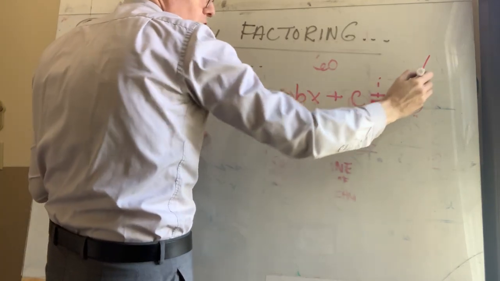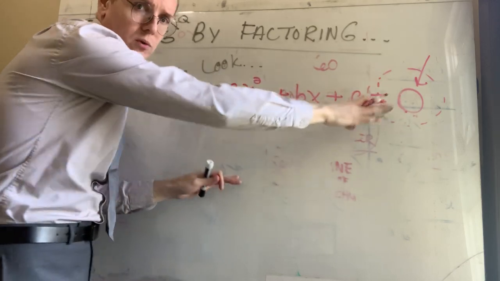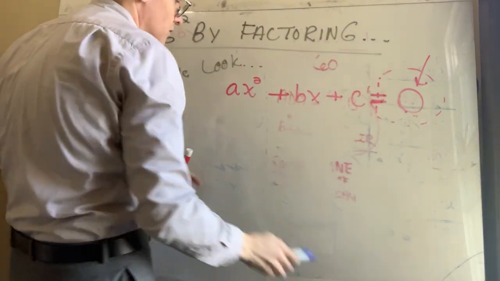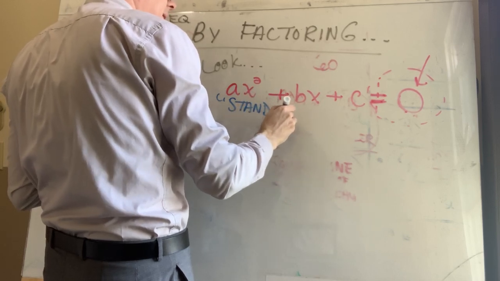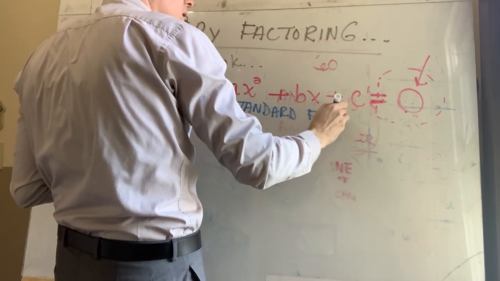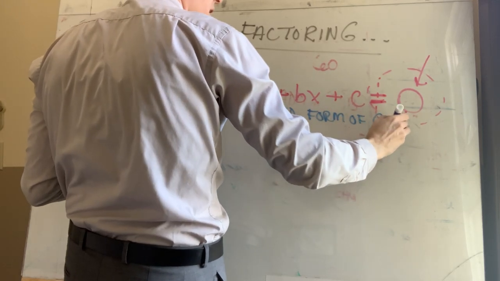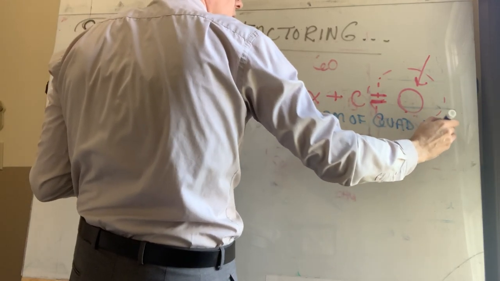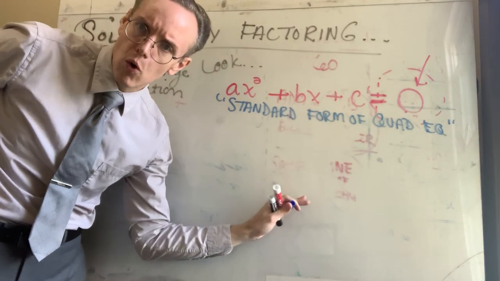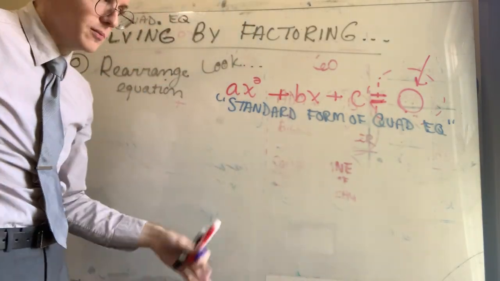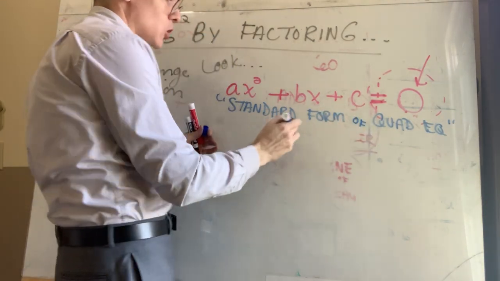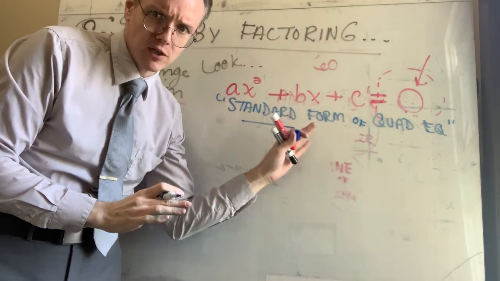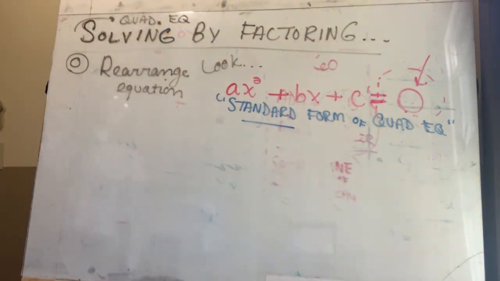Okay, this is the key feature. You want it set equal to zero. Officially, this is called the standard form of a quadratic equation, which is not to be confused with the standard form of a quadratic function. They look very similar because they're both quadratic, but they use that term standard for something that actually is not arranged this way. But we're talking about equations, so this is legit.